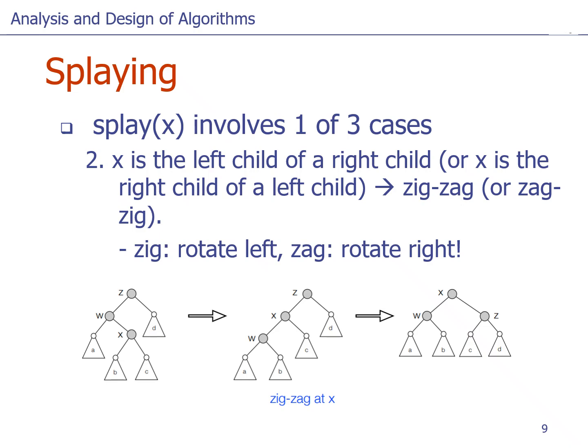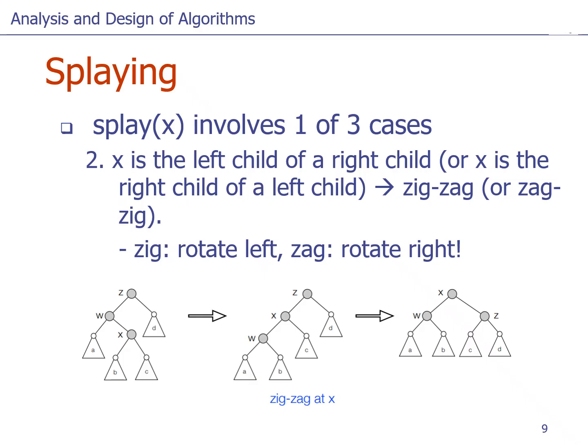Now, again, zig means rotate left, which means rotate the X towards the left. So I will rotate X through W, bringing W downward and X upward, solving the problem of the B, which is the left child of X. I will make it the right child of W, just as we've done in the previous slide. But I will not stop. I'm doing two rotations. The second rotation is going to be a zag, which is rotating right. So I will rotate X through Z.